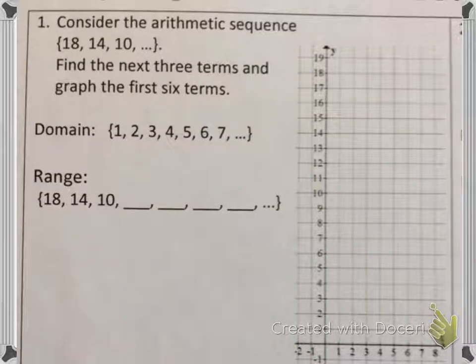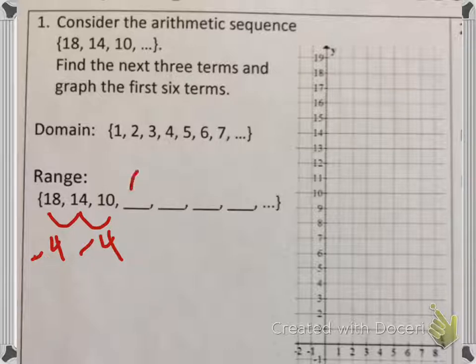All right, this next problem says consider the arithmetic sequence. So I know it's arithmetic this time, which means I'm going to be adding a number to get from one number to the other. It says find the next 3 terms and then graph the first 6 terms. So it tells me here that I'm going to be graphing the first 6 terms. So here's 18 to 14, 14 to 10. How do I get from 18 to 14? I add a negative 4. How do I get from 14 to 10? I add a negative 4.